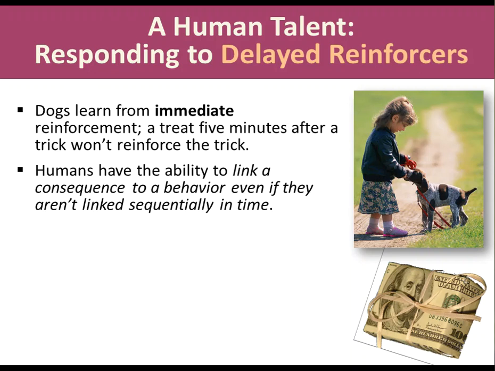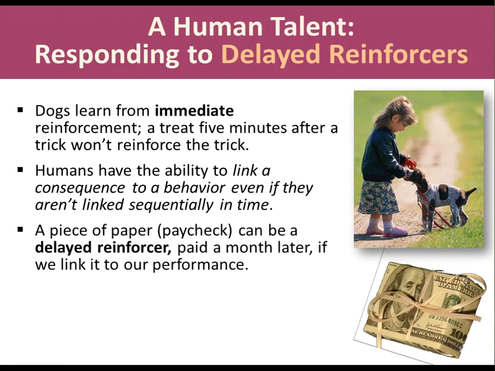Humans have the ability to link a consequence to a behavior even if they aren't linked sequentially in time. So we have the benefit of understanding and being reinforced by delayed reinforcers. We don't have to have it happen to us immediately. A piece of paper, a paycheck, can be a delayed reinforcer, paid a month later if we link it to our performance. So we get that check at the end of the month for the work that we previously did that month. It's still reinforcing to us. We still can make that connection, unlike a dog.